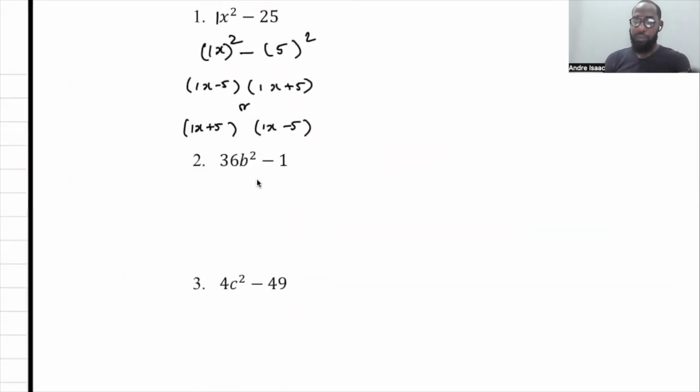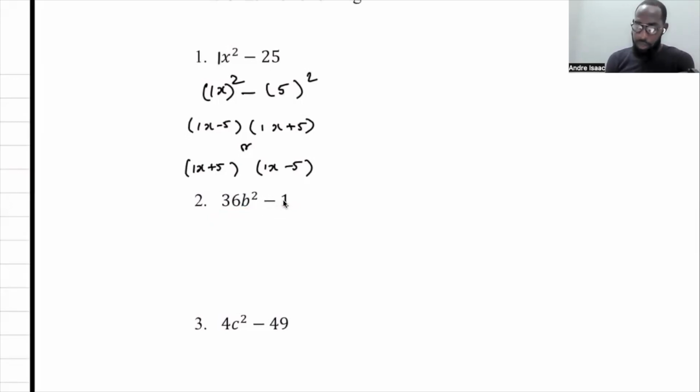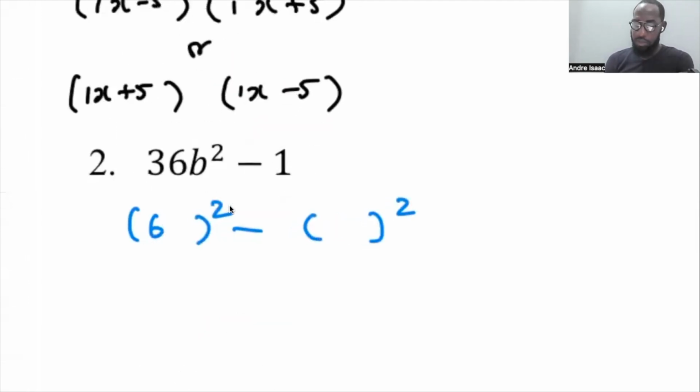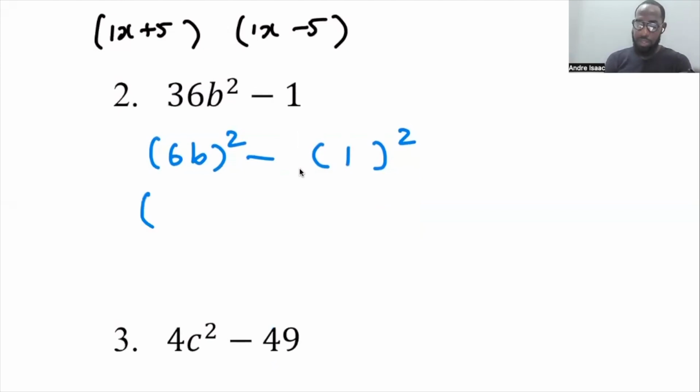Next question. We have 36b squared minus 1. So we have two terms. The variable is raised to the power 2, and we have a minus. We have the minus sign second, so we're good to go. So we put our empty brackets first, squared. The square root of 36 is 6. And you put b. Because if we expand this bracket from laws of indices, we're supposed to get back 36b squared. Minus the square root of 1 is 1. So once you have this, you have your answer already.